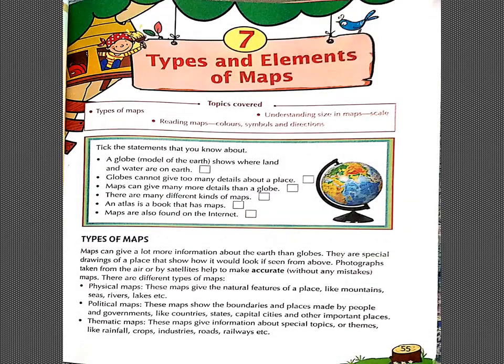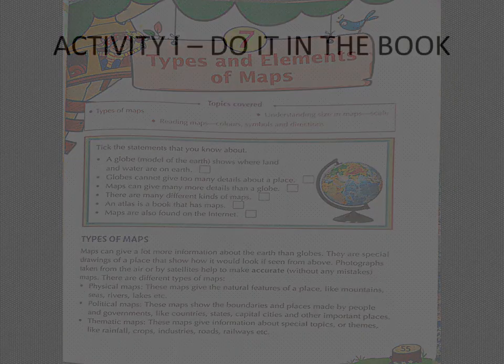Here are some statements. 6 statements are given here, and there is a picture of a globe. So you will read all those statements, and if you know the statement, only then you will put a tick in the box. And those statements which are not known to you, you will not put your tick in those box. Okay. So let me explain the statements.